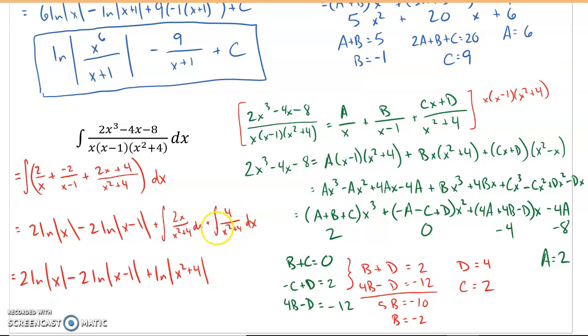And then this is going to be an arctan problem, right? Where a equals 2 and u equals x. So 4 times 1 over a is going to be 2 times the arctan of u over a, x over 2. Gosh. Who would have expected arctan to show up here? So that's an acceptable answer.